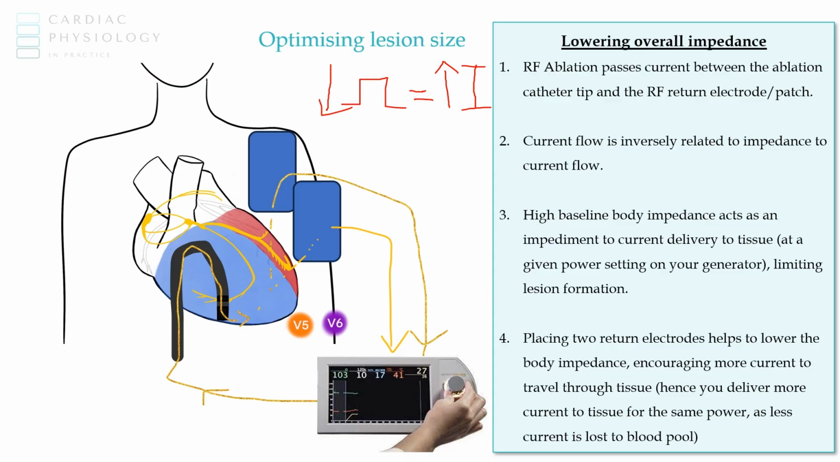So putting two indifferent electrodes on can help promote improved current flow and therefore greater lesion depth, and putting fewer indifferent electrodes on, or cutting them in half so that they're smaller, increases impedance to current flow and therefore reduces lesion heating and depth.